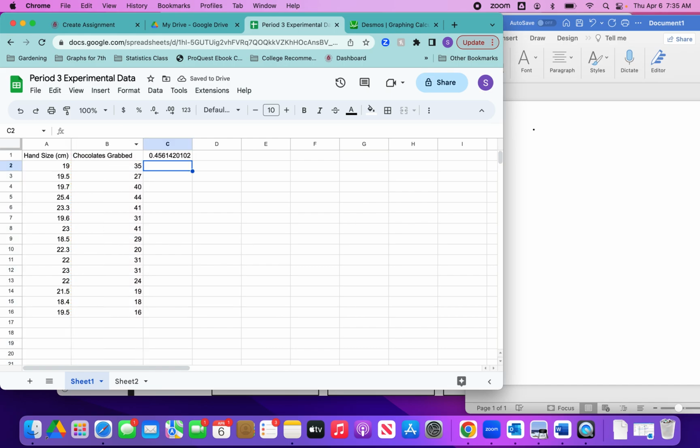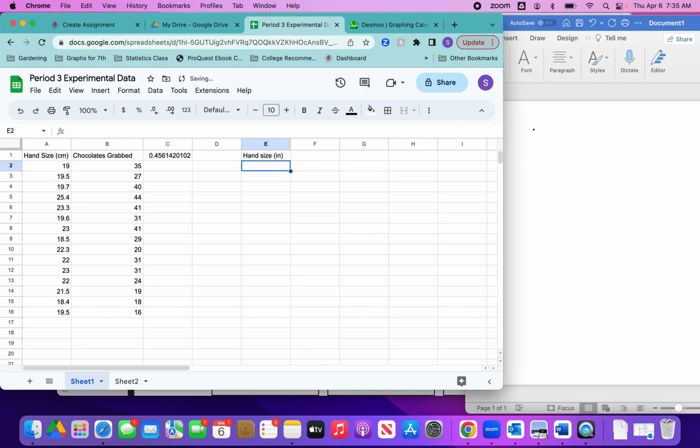This was in period 3. Period 5, you guys were a little bit different, but same idea. What I want you to take away is: does correlation change if we change the units? The most simple one to do: chocolates grabbed, there's no obvious transformation there. But hand size, we measured in centimeters, but you could have done hand size in inches. So let's do hand size in inches.